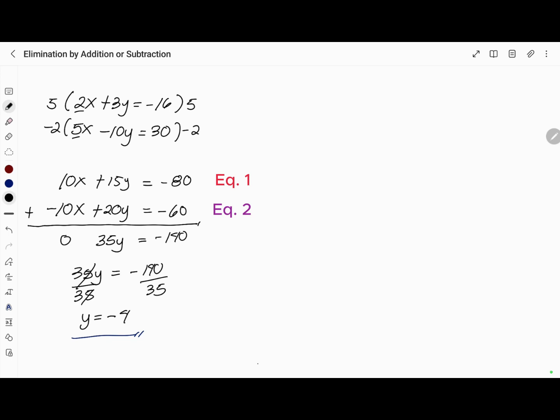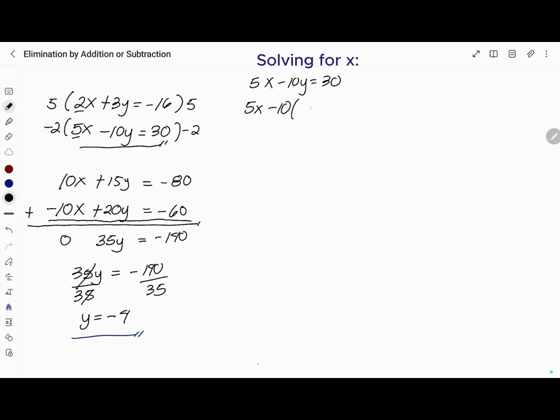Now, solving for x, I want to choose equation 2. So equation 2, we have 5x minus 10y equals 30. You can choose as well the negative 10x plus 20y equals negative 60. You will come up with the same answer. Now let's substitute the value of y. So 5x minus 10y, which is equivalent to negative 4, equals 30.